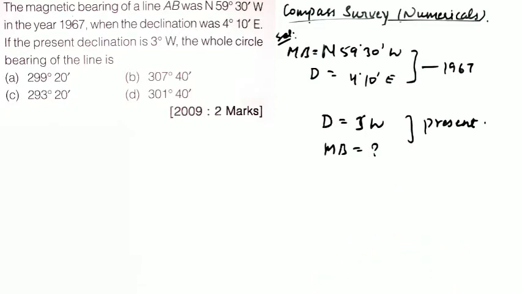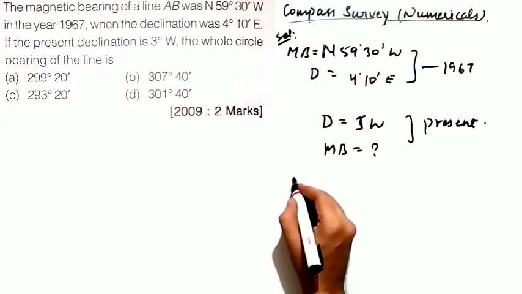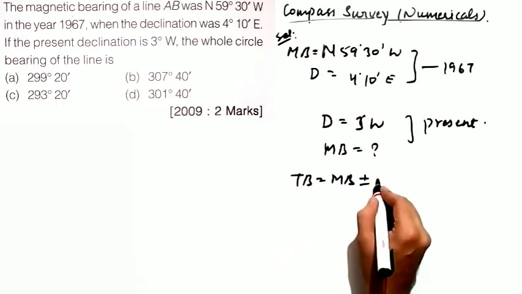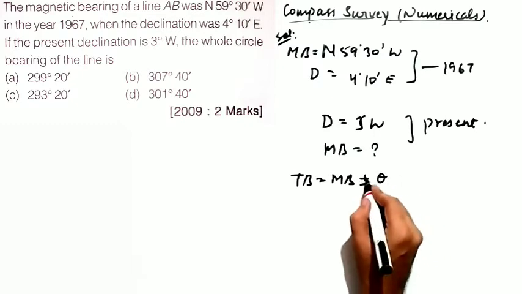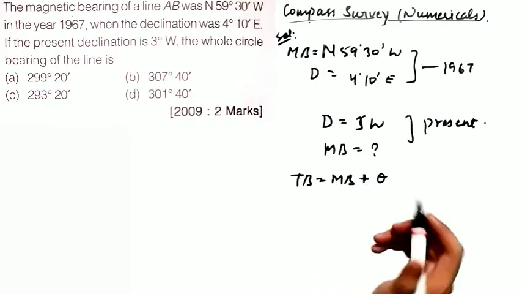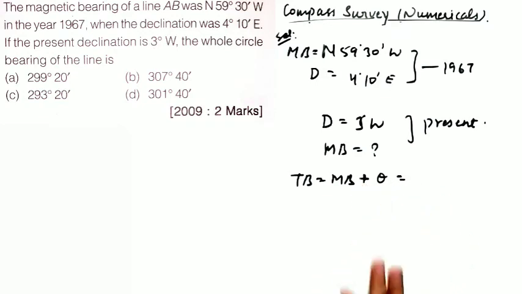So first of all we need to determine the true bearing of this line. The true bearing is calculated by magnetic bearing plus minus declination. What is declination here? It is 4 degree 10 minutes east. Since it is east, it will be positive. So first of all, you need to convert this quadrantal bearing to whole circle bearing.